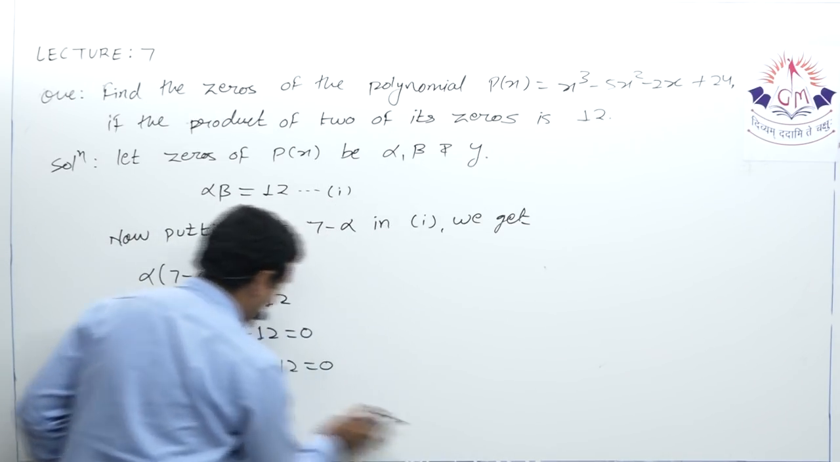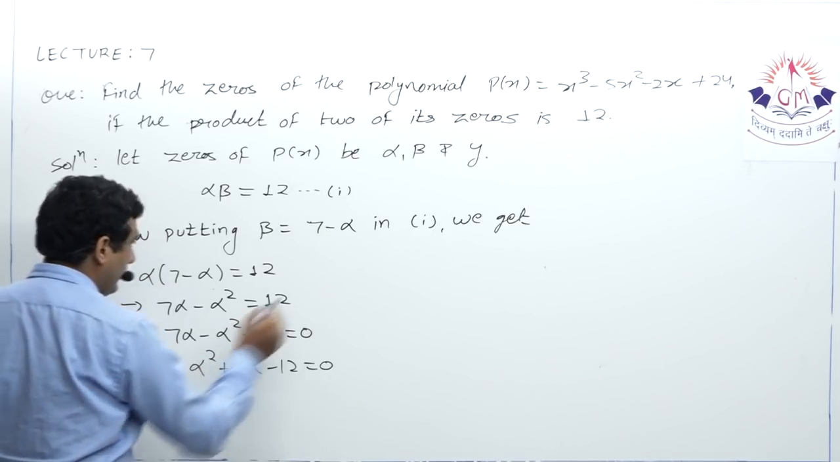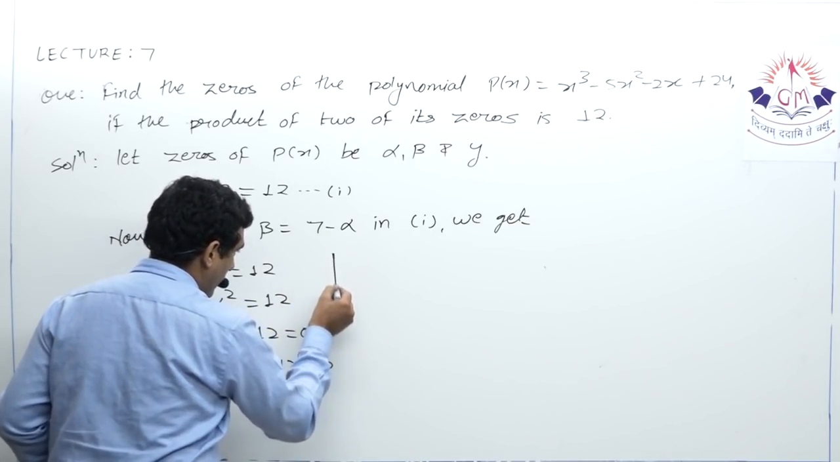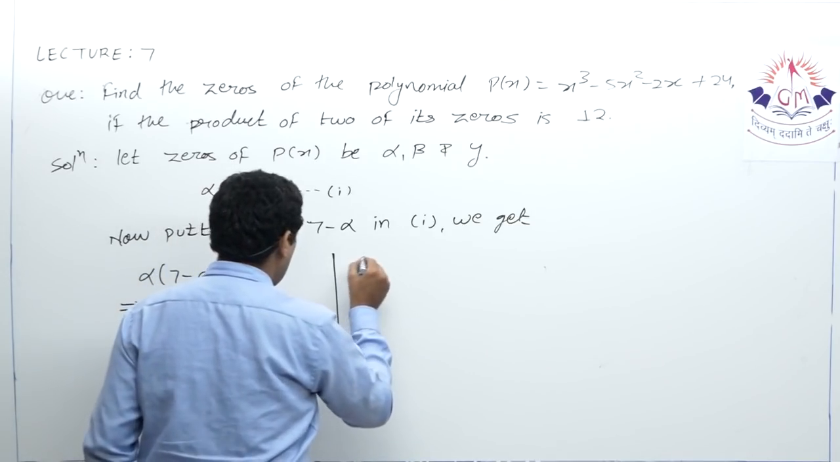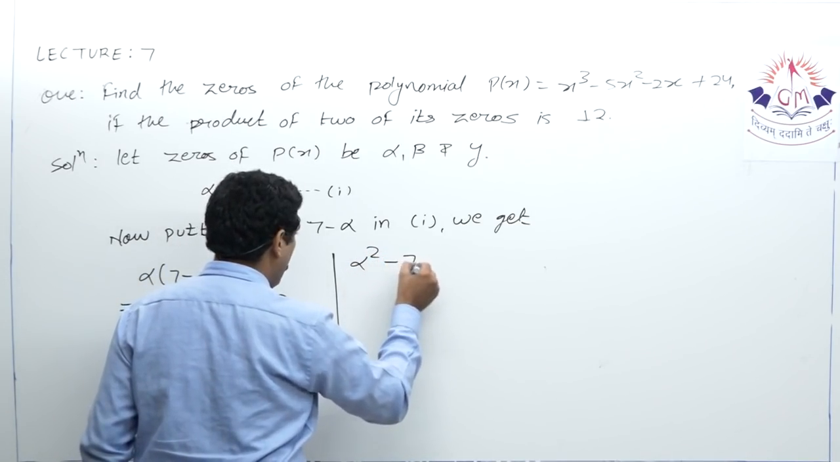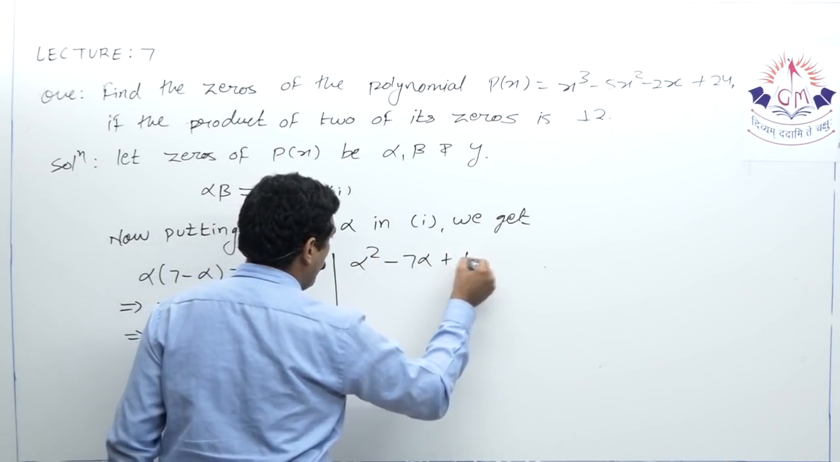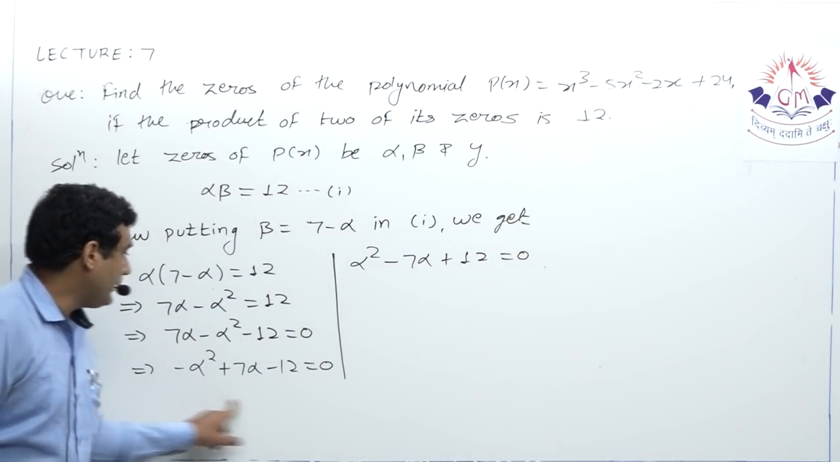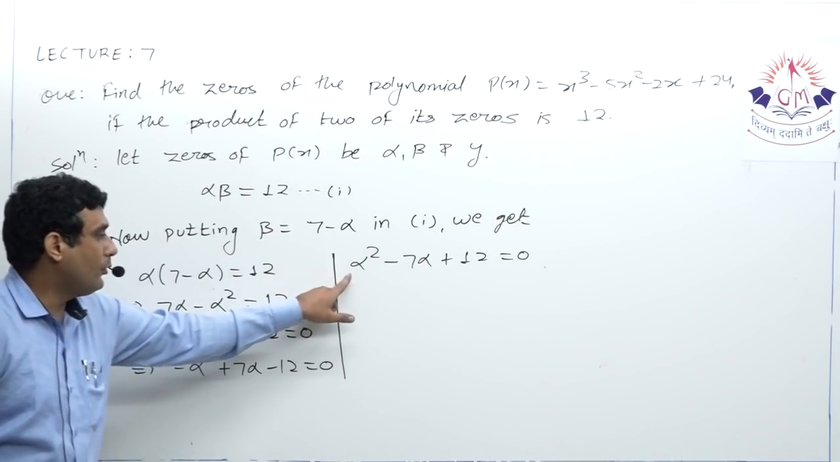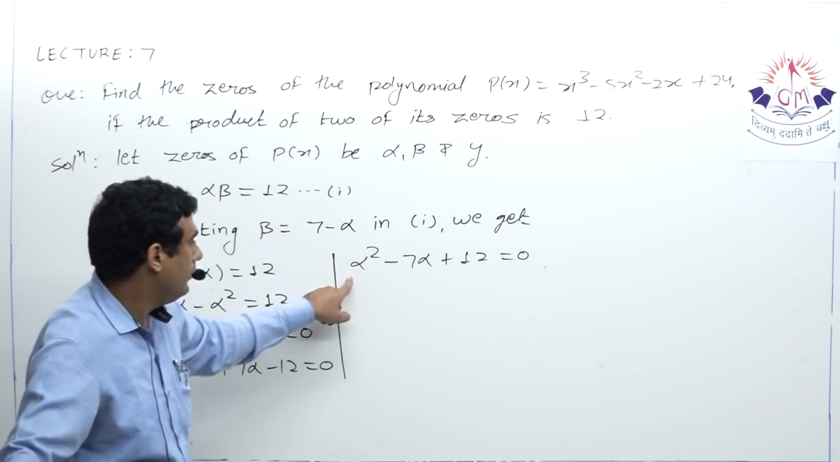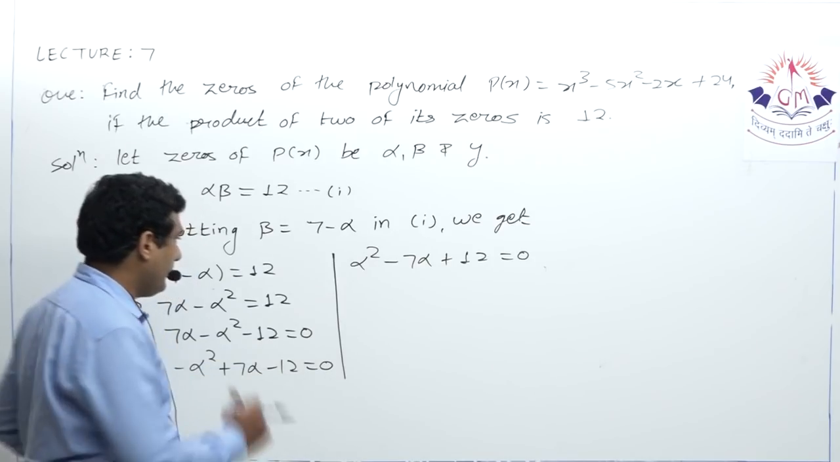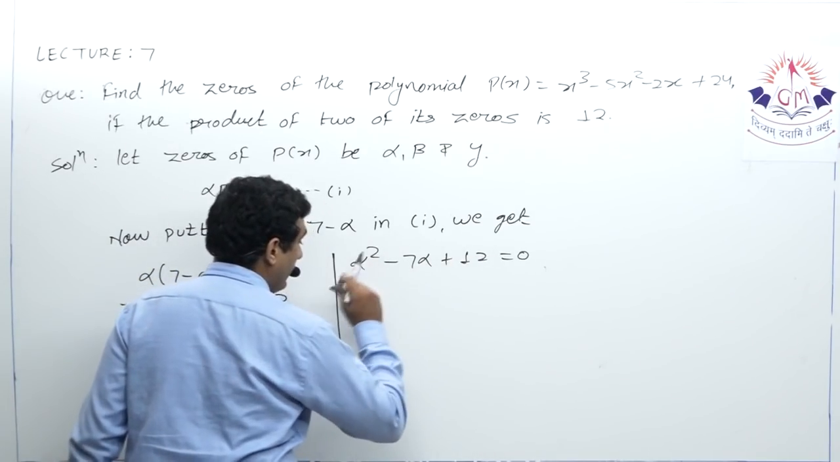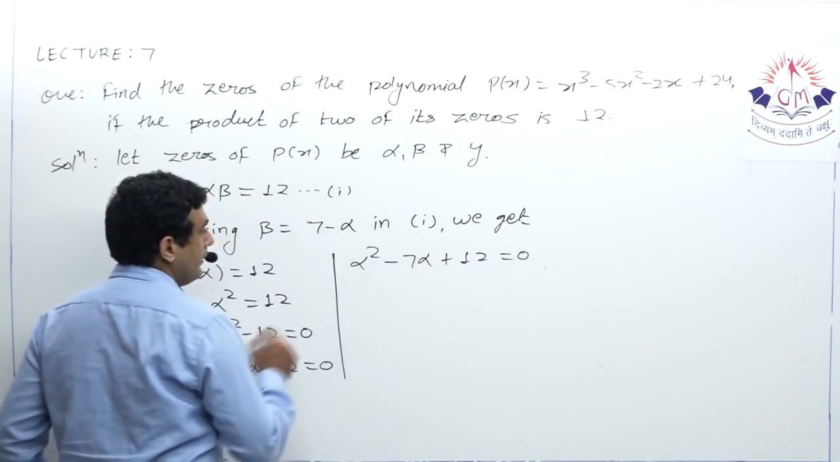Okay, so ultimately what I get over here: alpha square minus 7 alpha plus 12 is equal to 0. Alpha square, I multiplied by minus sign. Why? Because I want to make it positive. So when I multiply with minus sign, the sign of each term will be reversed.